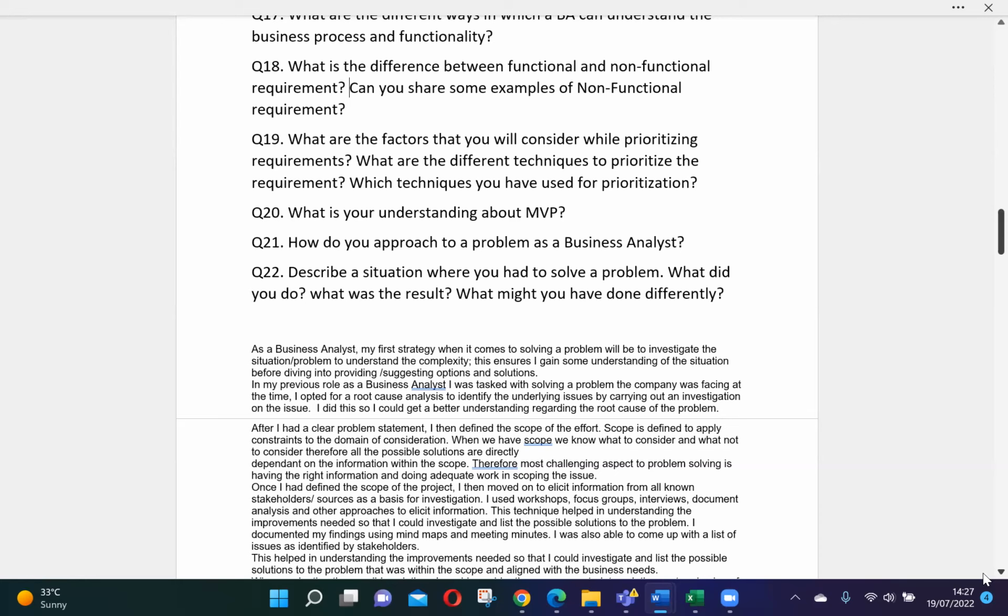Do I need to give examples? Yes, you need to give examples. You have to mention the situation. So in my last project or my last organization, there were around, you can give an approximate number, this many requirements. Once the requirement was validated and the document was signed off, I connected with the customer and we did a prioritization session where, using MoSCoW, I prioritized which requirements would come in the must-have bucket, should-have bucket, could-have bucket, and won't-have bucket. This is how I prioritized the requirements.